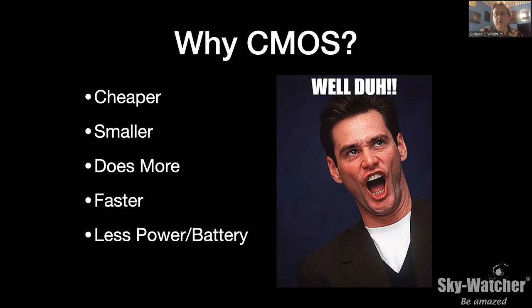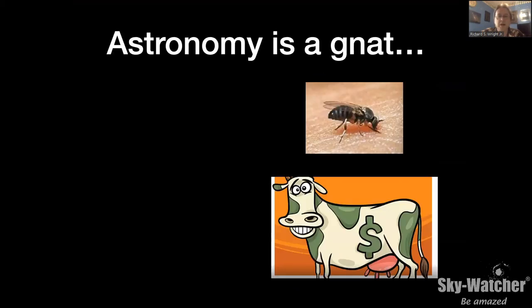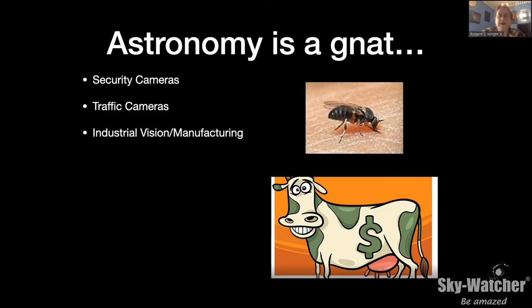And what always happens when you're with a group of astronomers or you're at an astronomy club or star party, and people don't like to be told this, but I'm just going to be very blunt with you. You live in a bubble, and the things you're interested in, you think are really important to the rest of the world. And unfortunately, they're not. Because astronomy is really a very, very small gnat on the back of an enormous cash cow, which is the imaging market. Security cameras alone dwarf astronomy by orders of magnitude. Every time you stop at a red light, there's probably 5 or 6 cameras looking at your car and taking pictures of it. Industrial vision and manufacturing is also very huge.